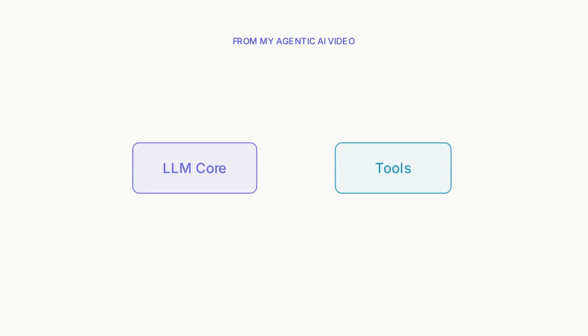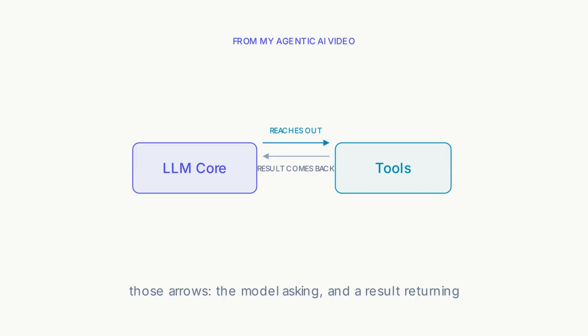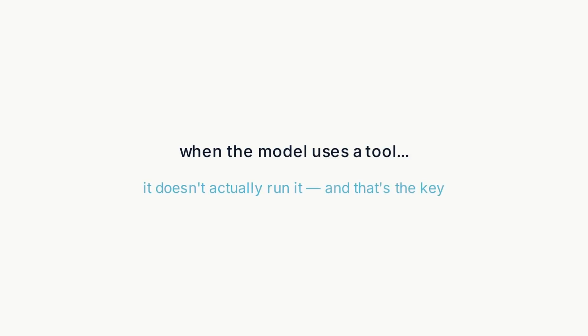This is the tools block from my agentic AI video, the one that sat beside the model with arrows running both ways. Now we can see what those arrows really are. Each one is the model reaching out to a tool and a result coming back. But here's the part that trips everyone up. When the model uses a tool, it doesn't actually run it, not directly, and understanding why is the key to the whole thing. Part 2, the trick behind it all.